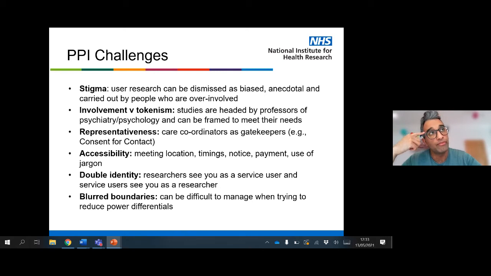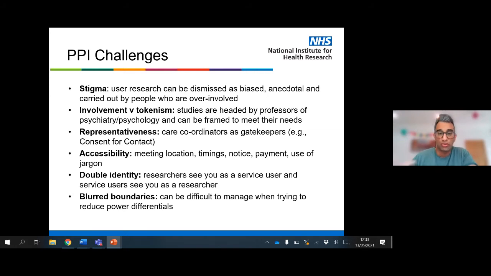So one thing that came to mind recently was, in SLAM, we have a program called Consent for Contact, where we can recruit service users, but before we contact the service users themselves, we have to email their care coordinators. And that got me thinking that the care coordinators are the gatekeepers. So we're at the discretion of the care coordinators as to who gets the call to be in the study. How representative is that? So I'm just pointing out things to be mindful of.